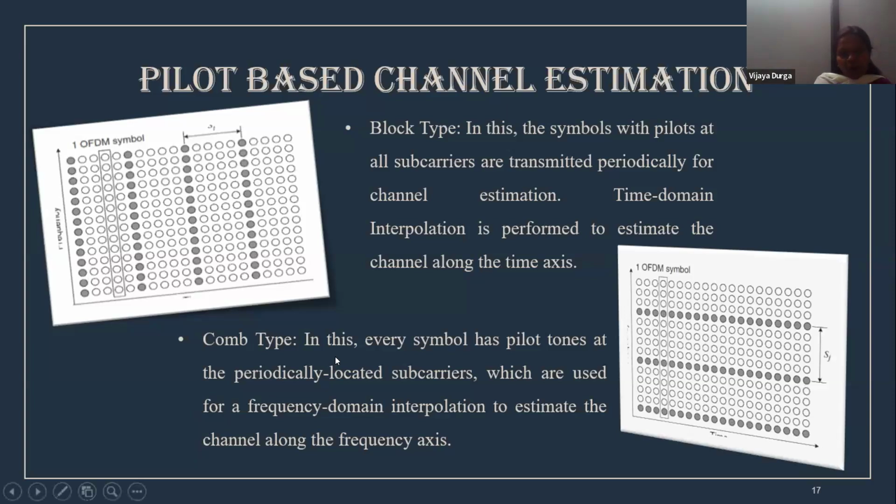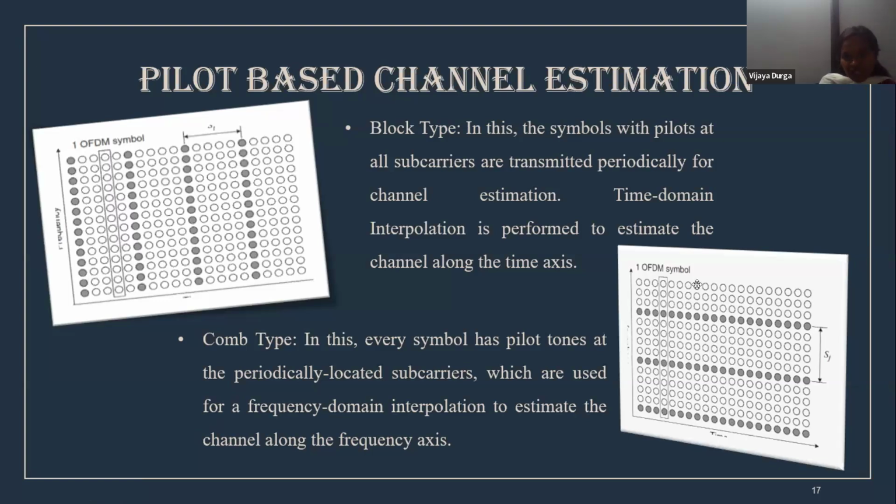Then comb type. Comb type is nothing but, in this, every symbol has pilot tones. For example, if you take this one, this is one waveform symbol. That means every waveform symbol contains the pilot tones. That is the difference between block type and comb type. In block type, one waveform symbol consists of the pilots, and the remaining waveform symbols do not contain any pilots.